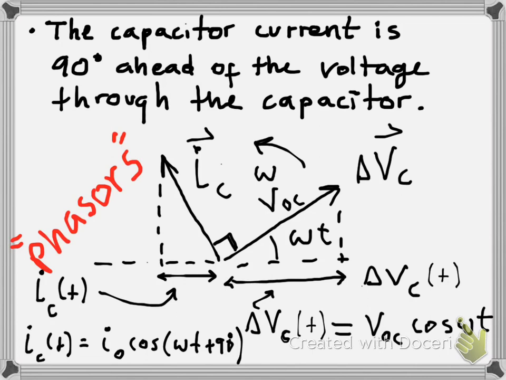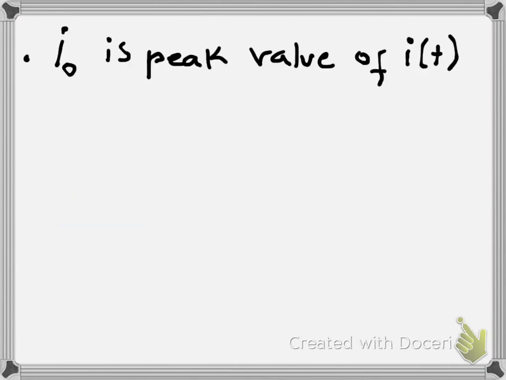It's going to have some peak value, I naught, and as we said before, the current phasor is going to be 90 degrees ahead of the voltage phasor, so it's going to be I naught cosine of omega t plus 90 degrees. That's the angle that the current makes with the x-axis. So this is a very convenient way to represent currents and potential differences in AC circuits, so that's the one that we're going to use from now on.